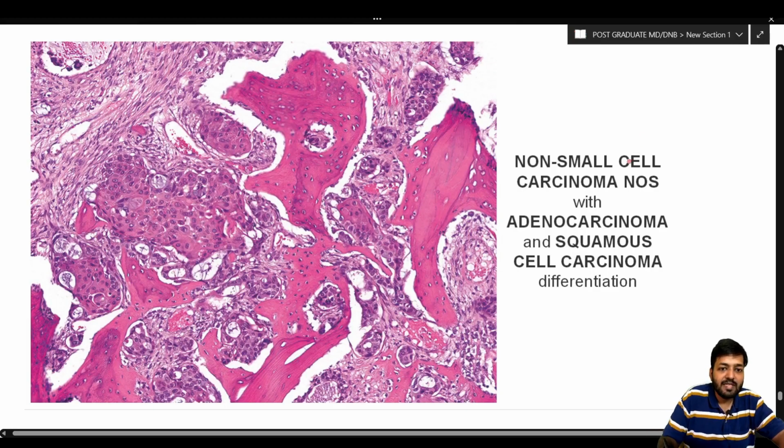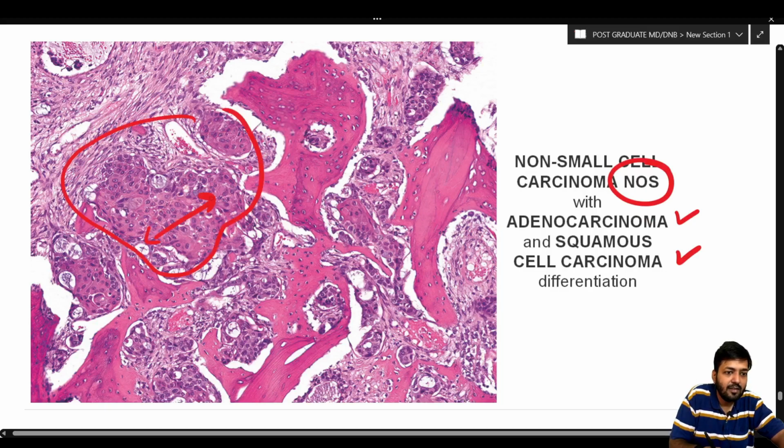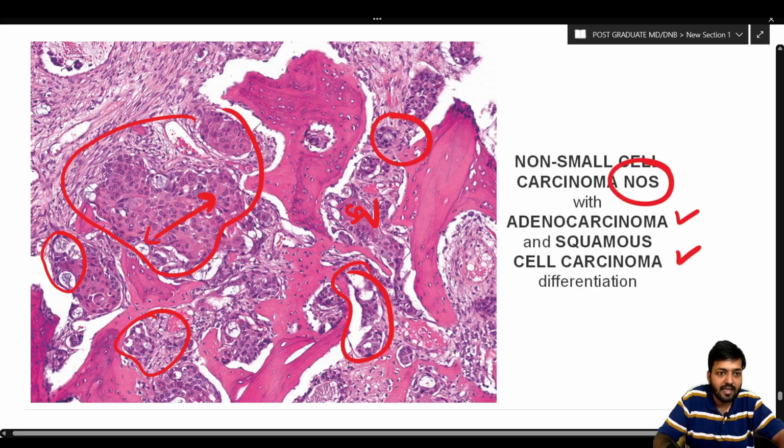Now over here, this is basically non-small cell carcinoma NOS, but they are having features of adenocarcinoma and squamous cell differentiation as well. So morphologically you can see certain areas over here that look like squamous cell. See, this area is squamous cell, whereas other areas are showing certain glands. Glandular appreciation is there, certain gland-like morphology is there in other areas. These are the adenoid areas. These are the squamoid areas. So over here, actually, there is a metastasis with both the components.